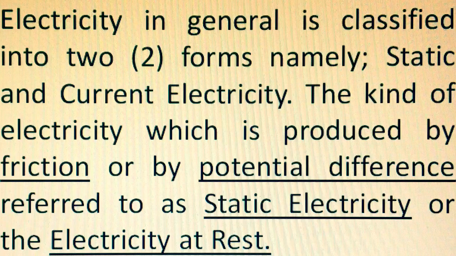Now, we're able to have the definition of electricity as well as the brief history of electricity. Now, let us have the forms of electricity. Electricity is generated and generally classified into two forms, and these are namely, one, static electricity, and number two, current electricity. Static electricity is the kind of electricity that is produced by means of friction or by potential difference.